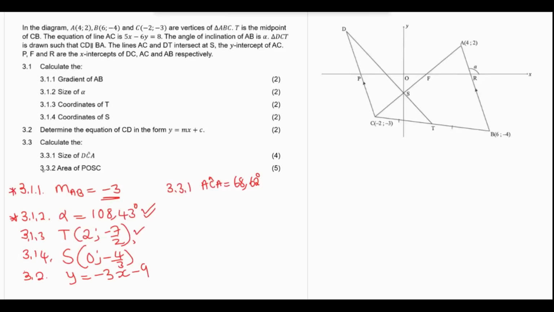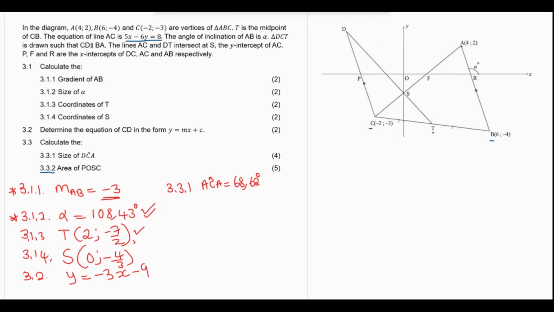Welcome back. Let's do question 332. In the diagram, A, B, and C are the vertices of triangle ABC. T is the midpoint of CP. The equation of the line AC is 5x minus 6y is equal to 8. Then the angle of inclination of AB is alpha.